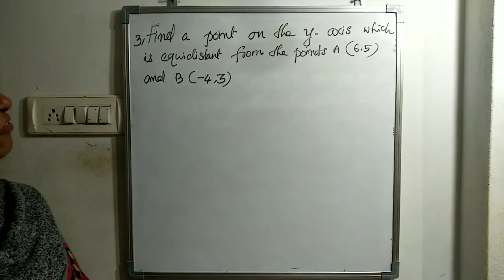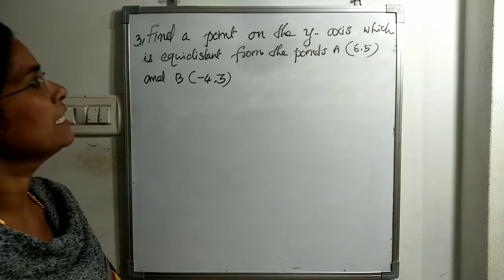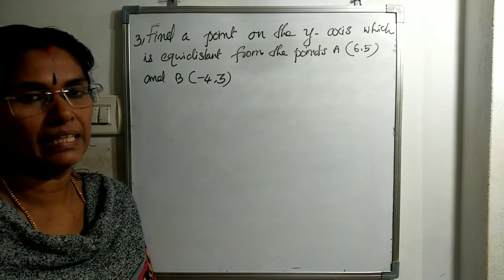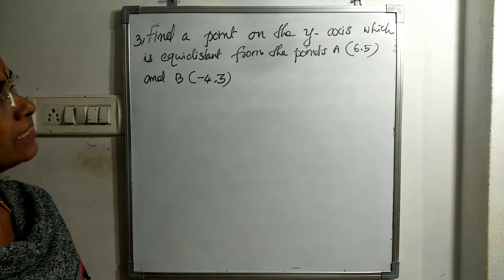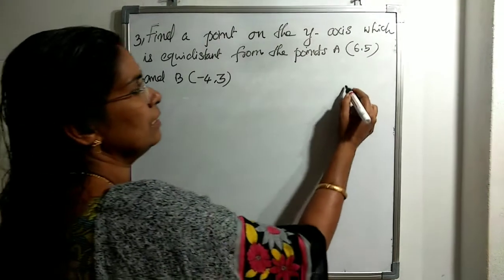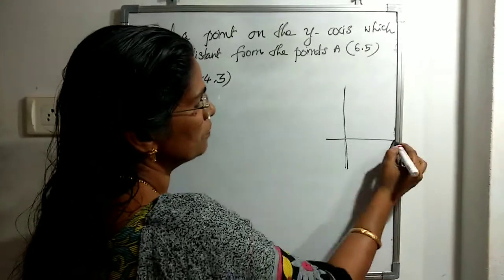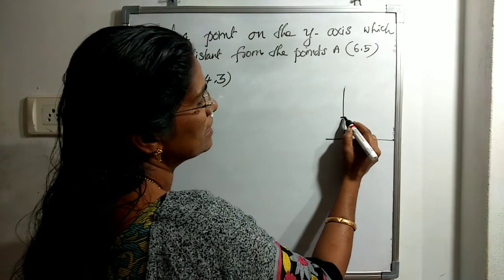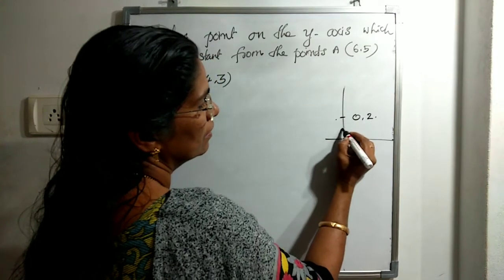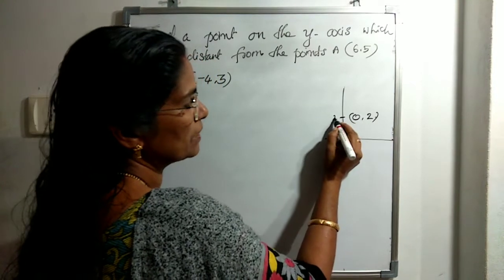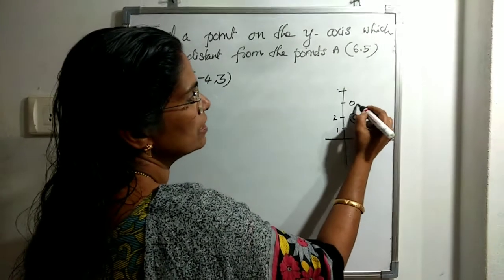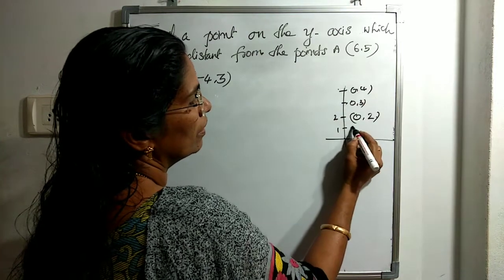This is our third question. Find a point on the y-axis which is equidistant from the points A (6, 5) and B (minus 4, 3). Here it is given the point is on the y-axis. See, if a point is on the y-axis, we know that its x value is 0. Suppose this is 1 and 2, means (0, 2) we are representing here. So all the values on the y-axis, x value is 0: (0, 4) and (0, 1).